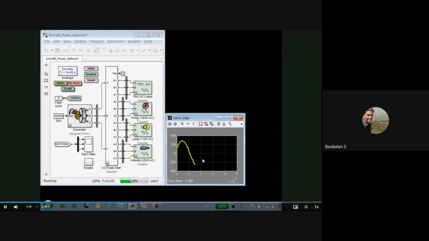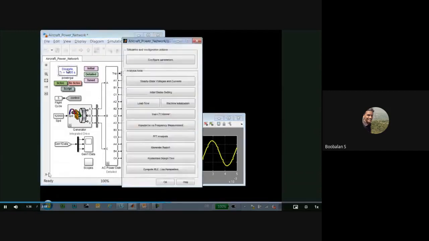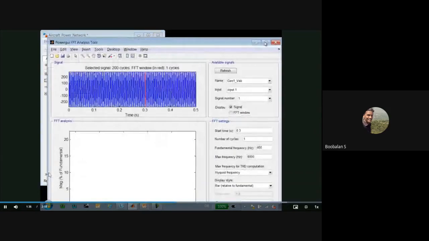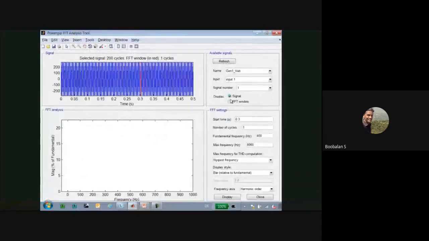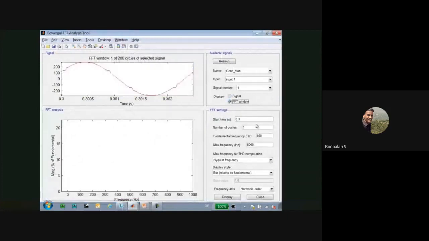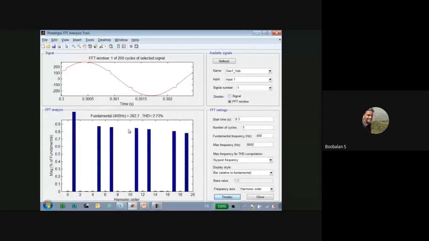You can see it is not a perfect sine wave. That means that the power quality on the network is affected by the components on the network. At the conclusion of the simulation, we will use FFT analyses to calculate total harmonic distortion. We'll double-click on the Power GUI and open up the FFT analysis tool. Here you can see it has automatically loaded the data that I just recorded from my simulation. We will select the FFT window, specify the fundamental frequency and the range, and then we will display the results. Here you can see that the total harmonic distortion is 2.